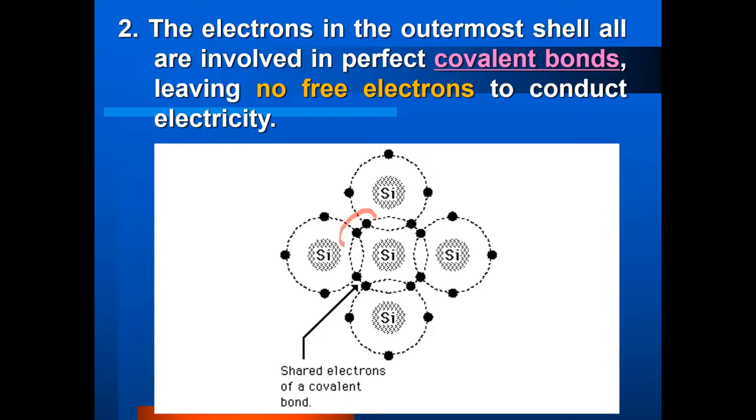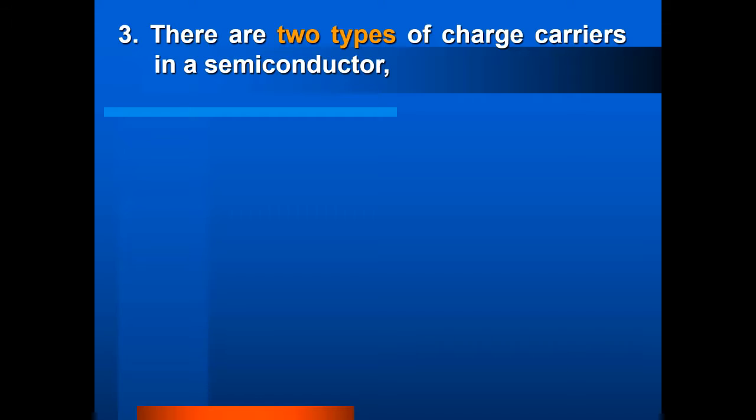So this is the covalent bond. Four valence electrons form a perfect covalent bond. Then there is no free electron to carry the energy. So in this case, it is an insulator. The characteristic of semiconductor is insulator. So we have two types of charge carrier in semiconductor. One is the electron, another one is the hole.